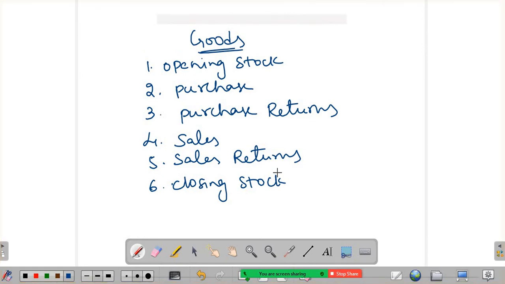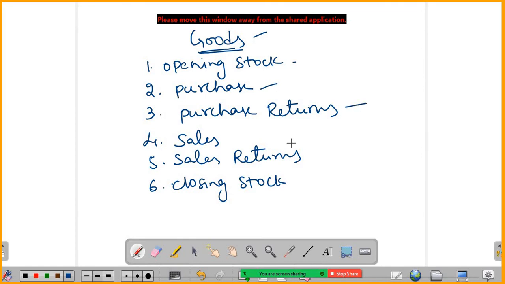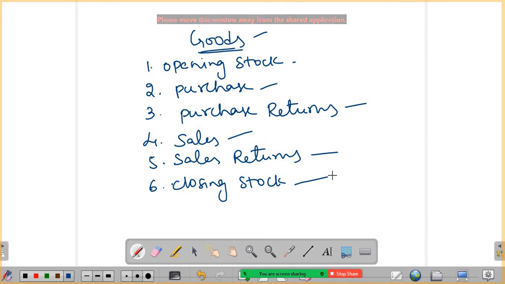So we won't show the goods account directly, but based on the transactions and events we record the goods account as either opening stock, purchases, purchase returns, sales, sales returns or closing stock. In this way we show the goods related transactions in our accountancy.